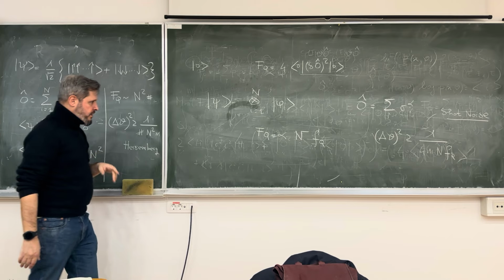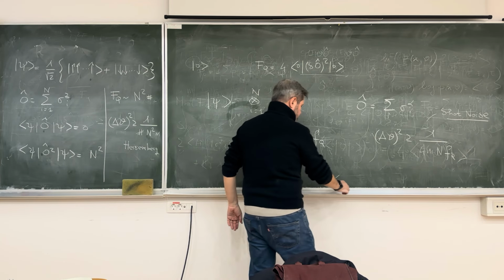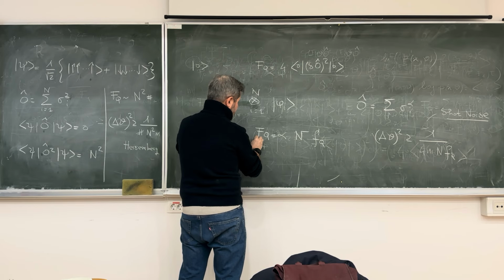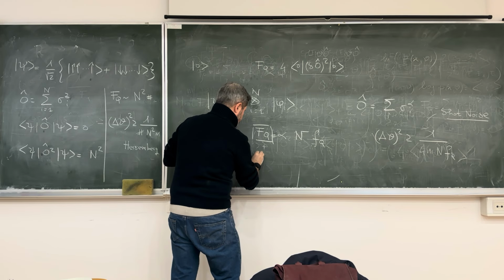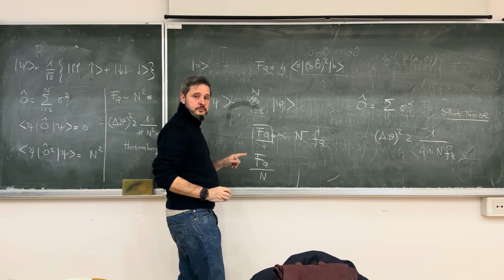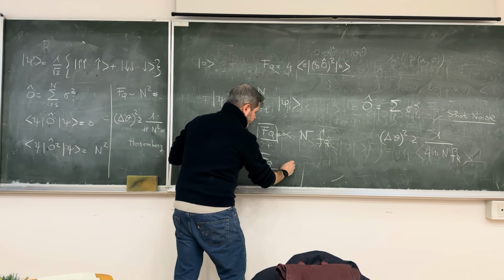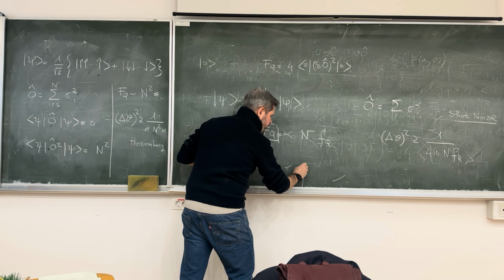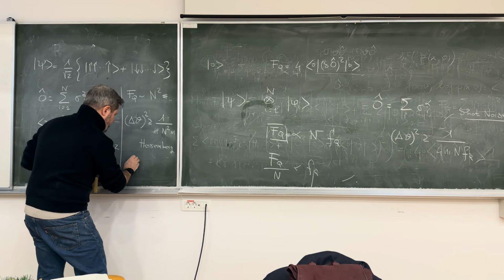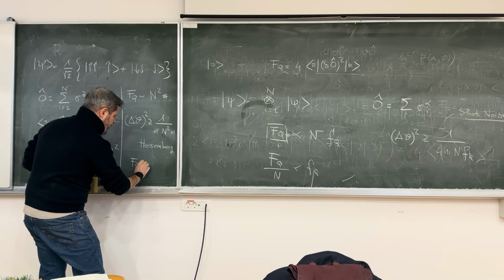But what is interesting in these expressions is that, you see, if I think of taking the Fisher information and I divide it by n, in this case I will get a number, so f_Q. Well, in this case, I will get something proportional to n.